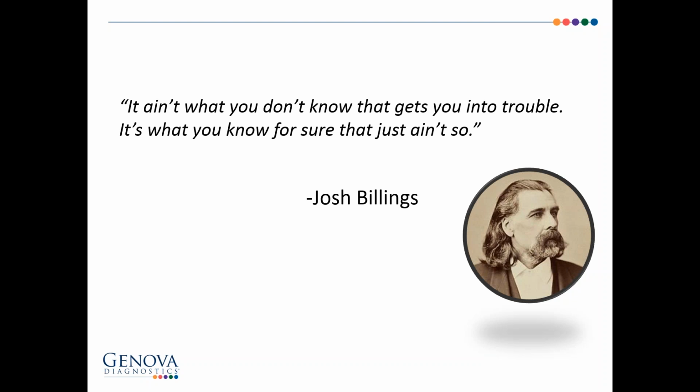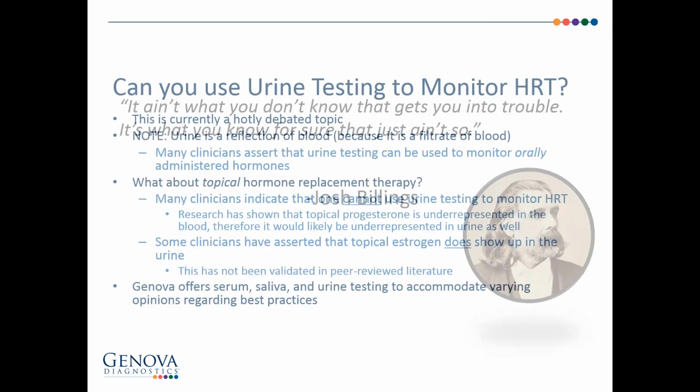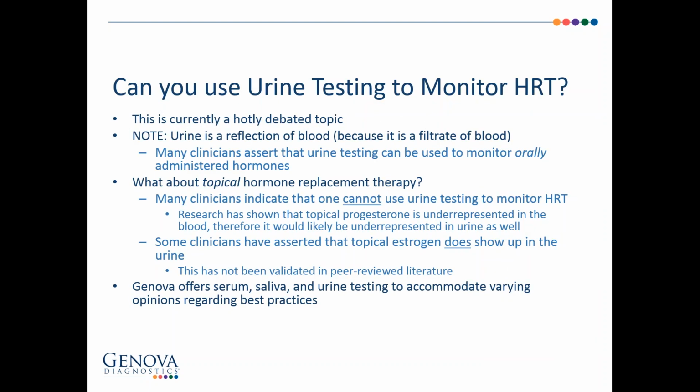The reason I bring it up is this. Can you use urine testing to monitor HRT? Probably the most common question we get in the US. So it's a very hotly debated topic for that reason. If my urine levels are high, it's a reflection of filtrated blood that's wasted. So again, clinicians assert and say, I can measure my patient's hormones in his urine. Look how high these levels are. And I say, that's great. You're right, because it's a filtrate of blood.